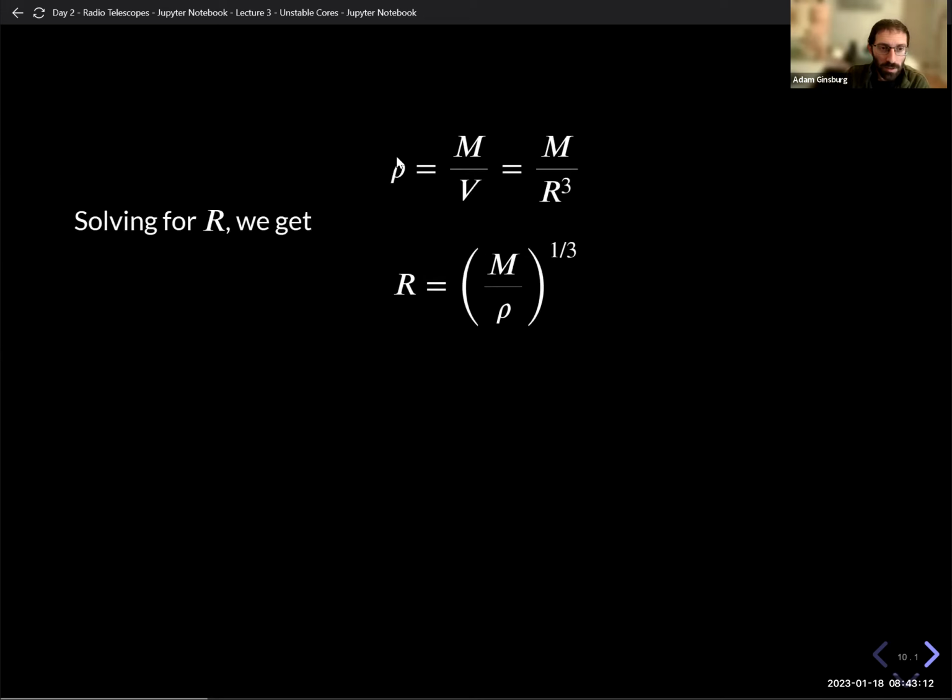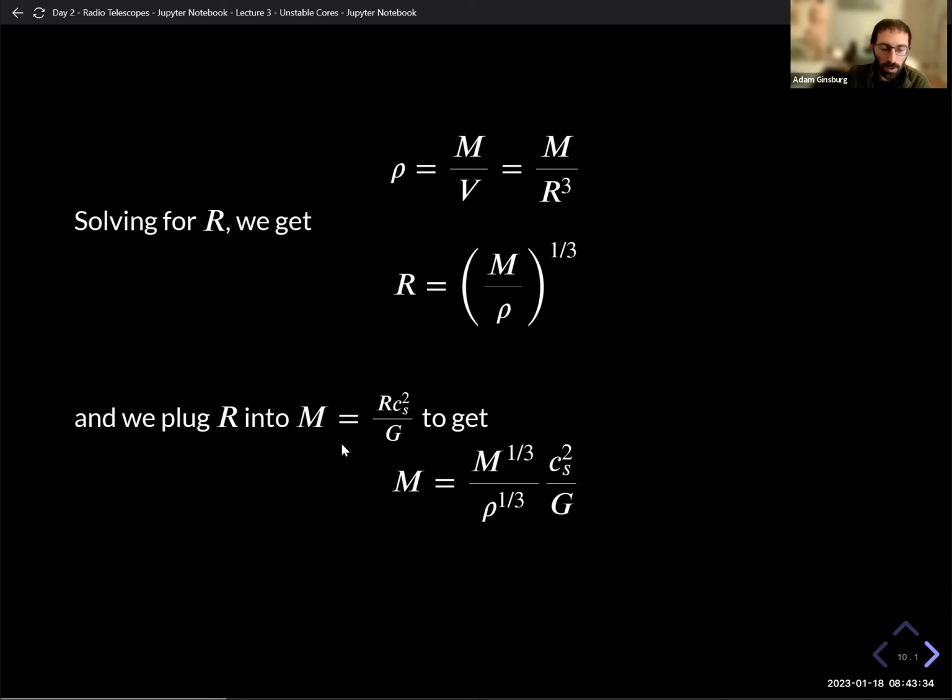So we take our definition, rho equals m over V, or m over R cubed. We solve for R because we have R in the equation. So R is just the cube root of m over rho. We then plug that into our equation for mass. So we have M equals R c_s squared over G. That was one of our forms of M previously.